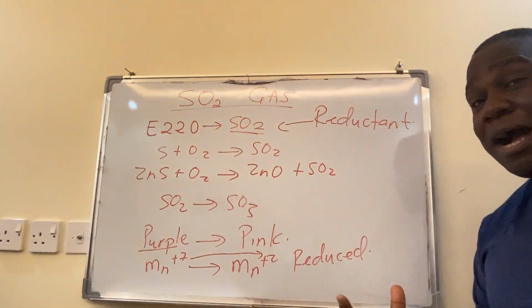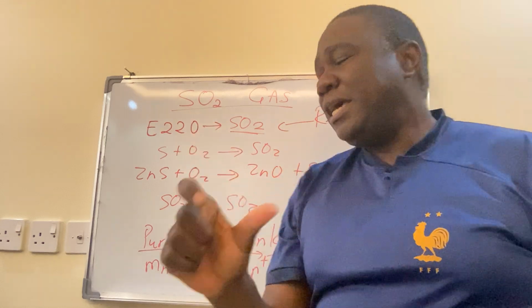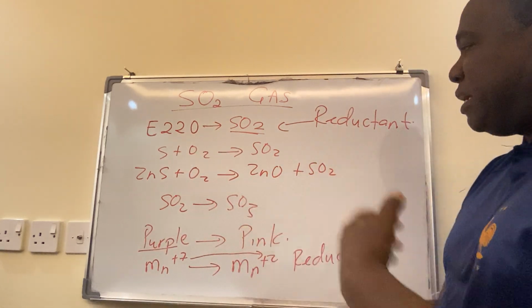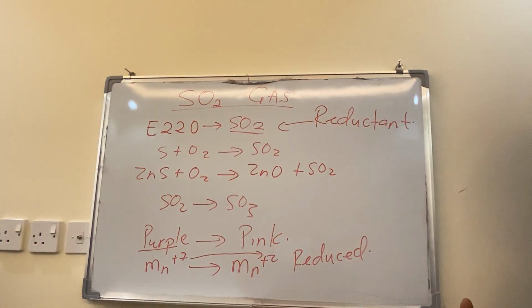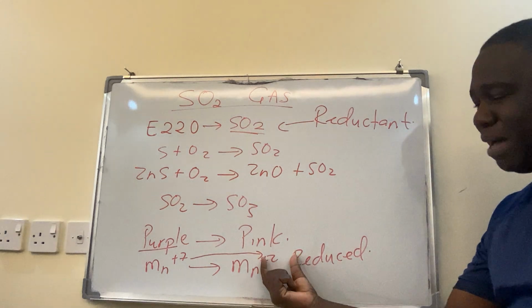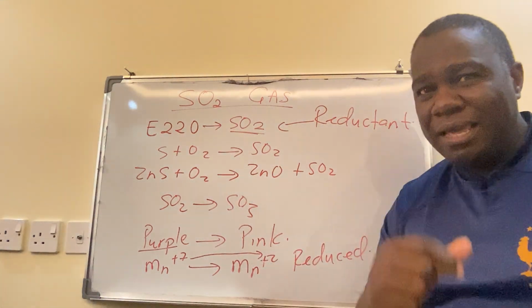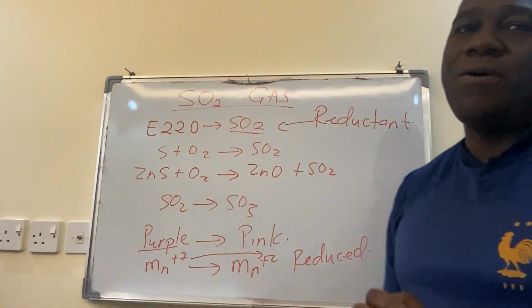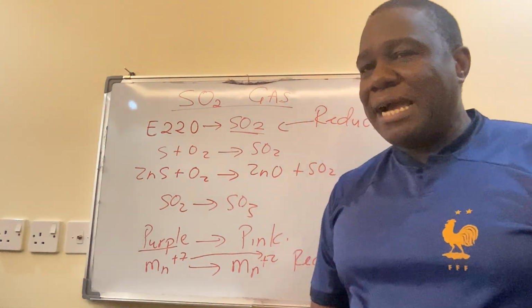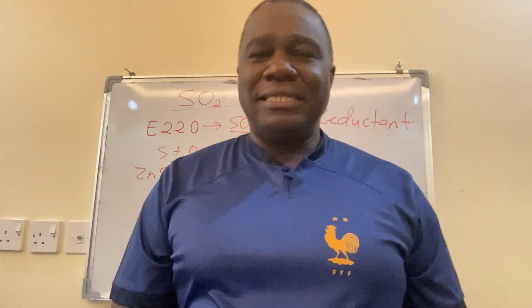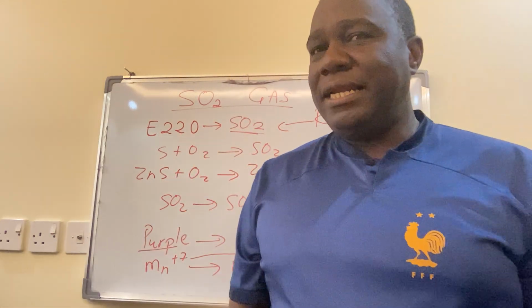And potassium permanganate, the purple solution you get in the lab, is actually permanganate, which is manganese in the plus 7 oxidation state. So when it is allowed to interact with sulfur dioxide, it will be changed to manganese plus 2. And the manganese plus 2 ions are usually pink in color, and that is a reduction. Sulfur dioxide is known as a very good reductant. So this is in brief what we need to know about sulfur dioxide as an industrial gas.